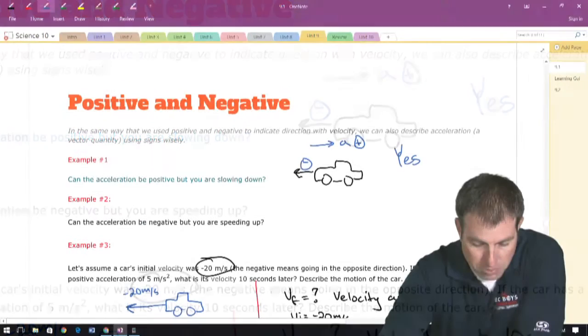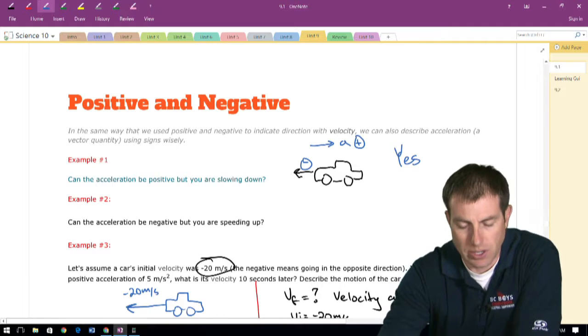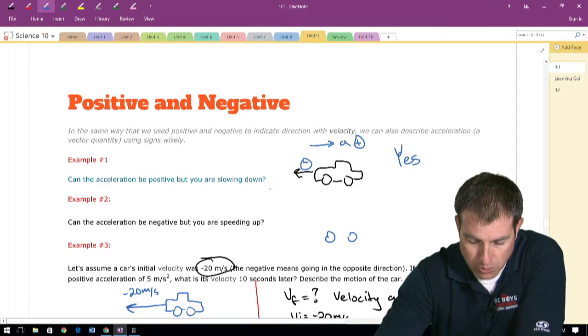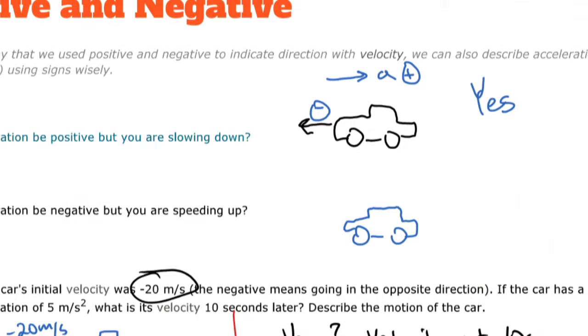Number 2, can the acceleration be negative but you're speeding up? The answer is yes. What sort of scenario could we encounter where our car is having negative acceleration but I'm speeding up? So I have negative acceleration. Which direction would my velocity have to be in order for this to increase the speed? So if my acceleration and my velocity are both in the same direction, I can be going negative and speeding up.